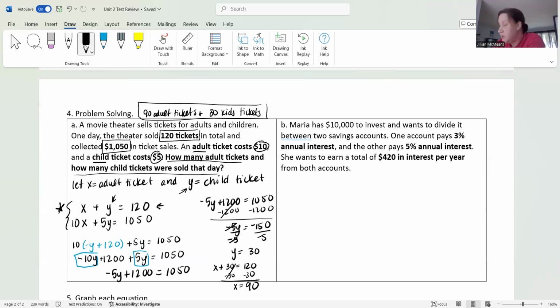Okay, for part B, we have: Maria has $10,000 to invest and wants to divide it between two savings accounts. One account pays 3% annual interest. The other account pays 5% annual interest. She wants to earn a total of $420 in interest.